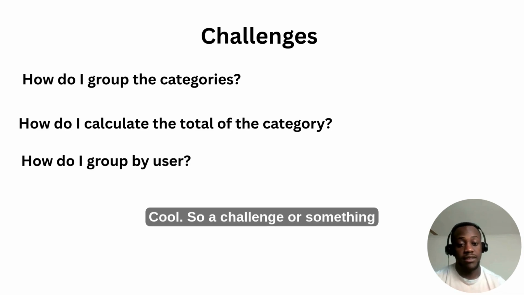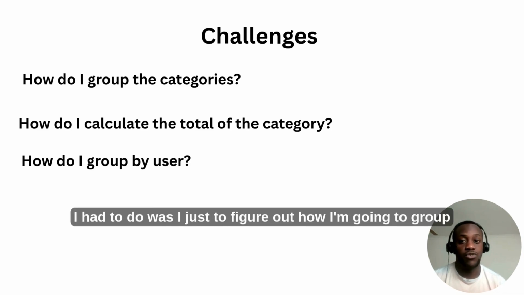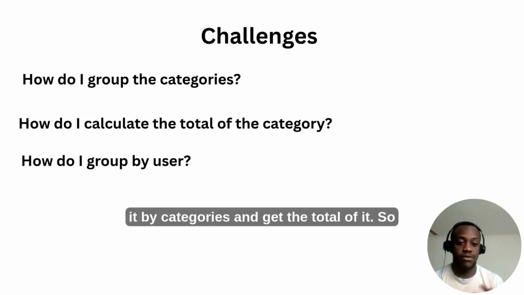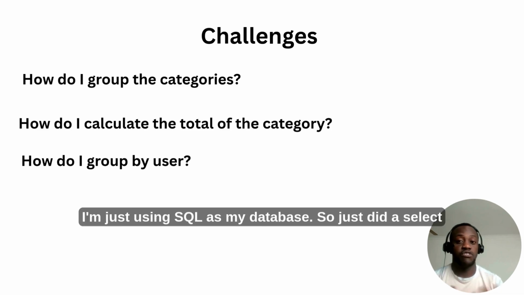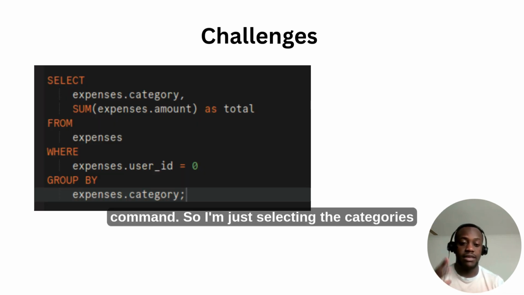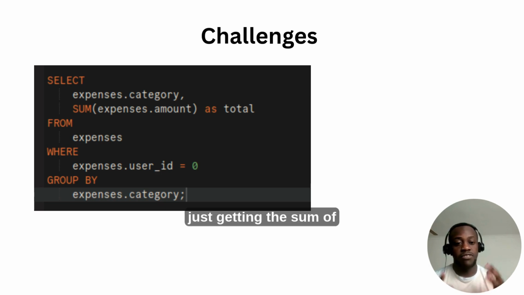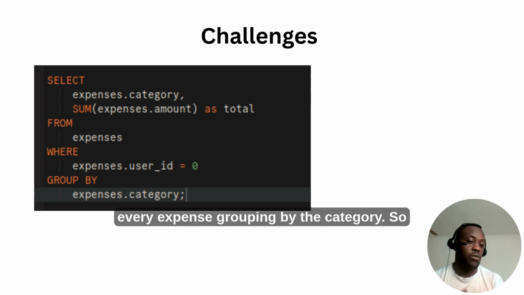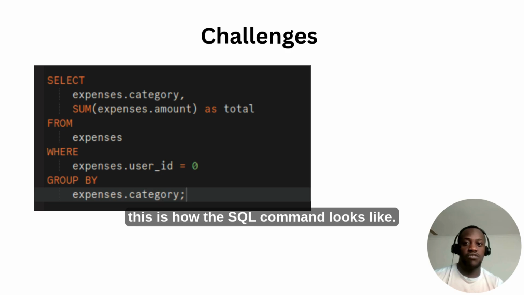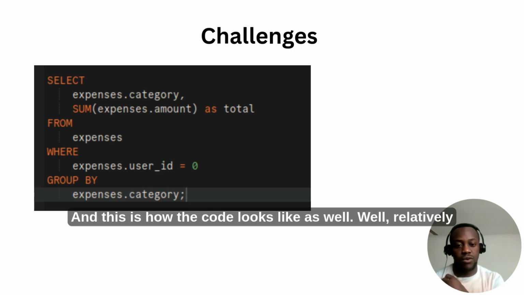So a challenge I had to solve was figuring out how to group by categories and get the total of it. I'm just using SQL as my database, so I just did a select command. I'm selecting the categories and the amount, and getting the sum of every expense, grouping by the category. So this is how the SQL command looks, and this is how the code looks as well.